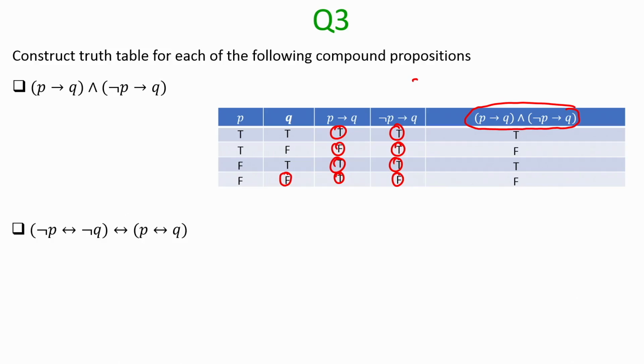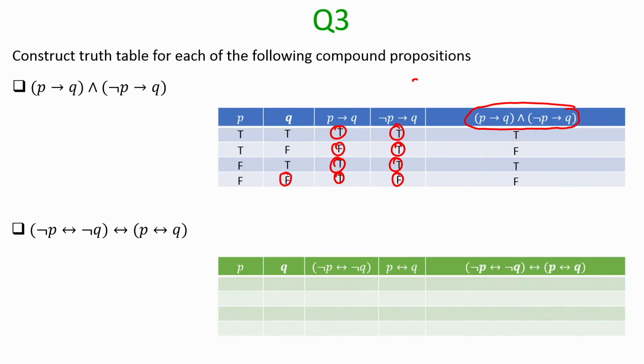The second compound proposition for which I am supposed to draw the truth table is this. It involves several biconditionals. So, I can do similar stuff to what I have done for the first part here. I will be separately writing down the column for P, the column for Q, and the columns for each individual portion of this compound proposition, and this will be the final column which I am interested in.